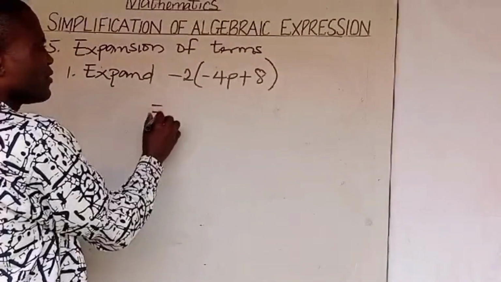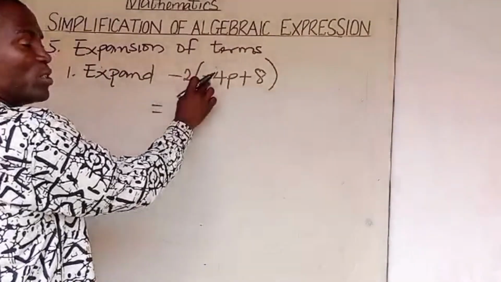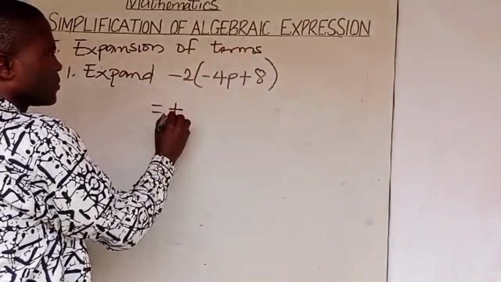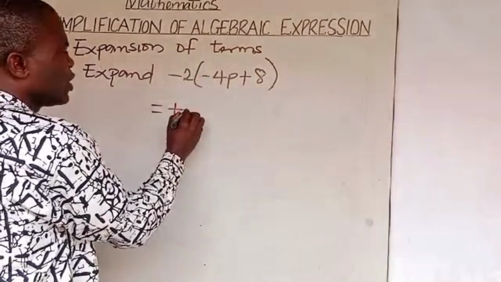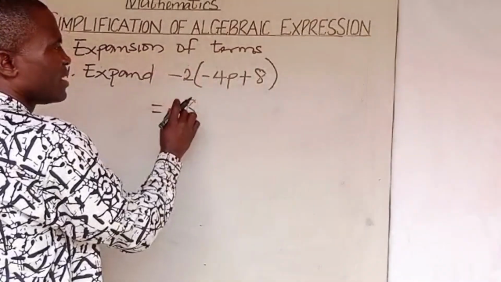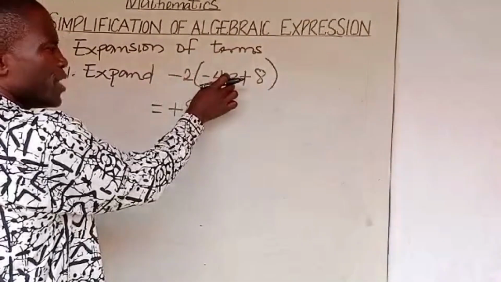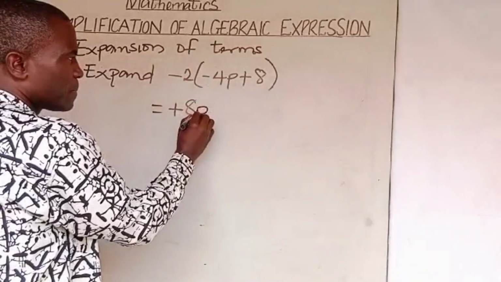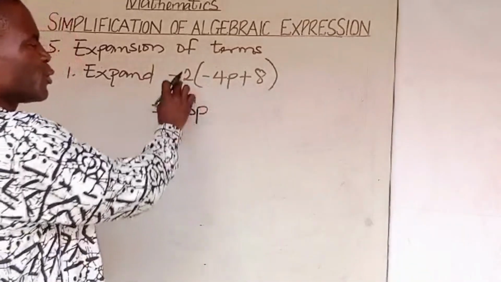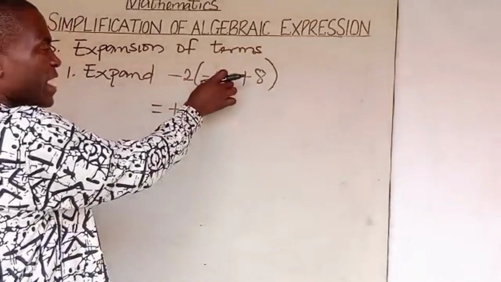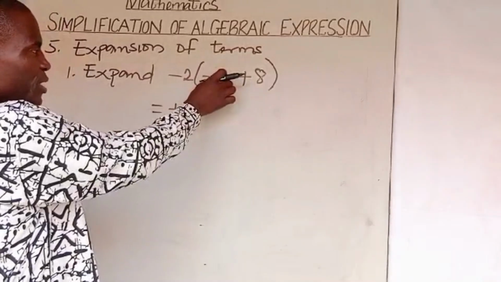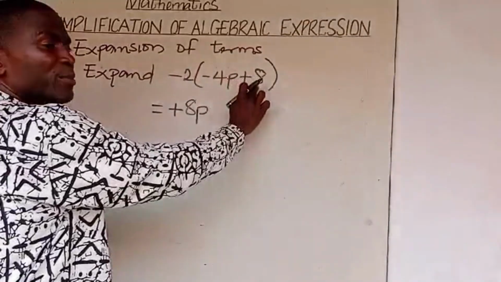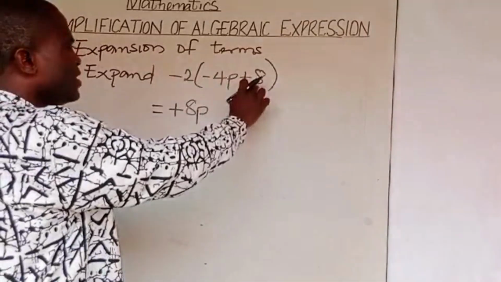What you are going to do first and foremost, you say minus times minus. Definitely you know what it will be. It will be plus. 2 times 4 will give you 8. When you say 2 times 4p, it becomes 8p. Then you are through with the first term, the term that is inside the room. Then you now use this same key to deal with this second term that is equally inside the room.